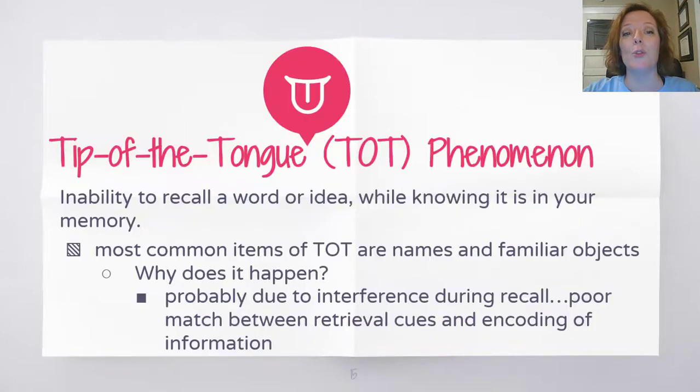And then we come to tip of the tongue phenomenon. This is the inability to recall a word or idea while knowing good and well it's in your memory. The most common items of tip of the tongue phenomenon are names and familiar objects. Why does it happen? It's probably due to interference during recall. So basically a poor match between retrieval cues and encoding of the information.